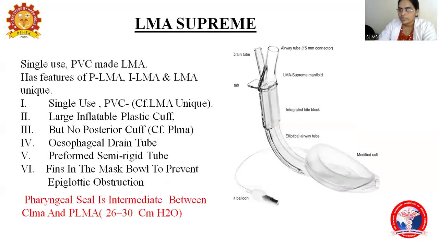Single use, it is made up of polyvinyl chloride and has features just like the ProSeal LMA, intubating LMA, and the LMA unit. It is for single use, with large inflatable plastic cuffs with no posterior cuffs, esophageal drain tube, preformed semi-rigid tube, and fins in the mask bowl to prevent epiglottic obstruction. Pharyngeal seal is intermediate between a classic LMA and the ProSeal LMA, and the cuff pressure is around 20 to 30 centimeters of water.